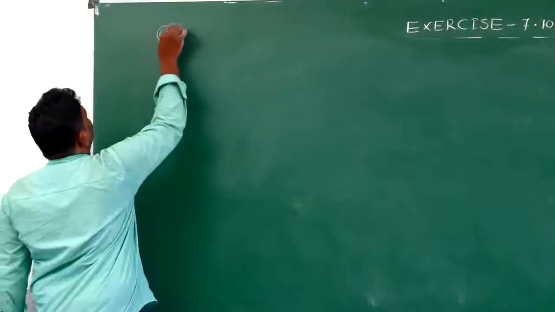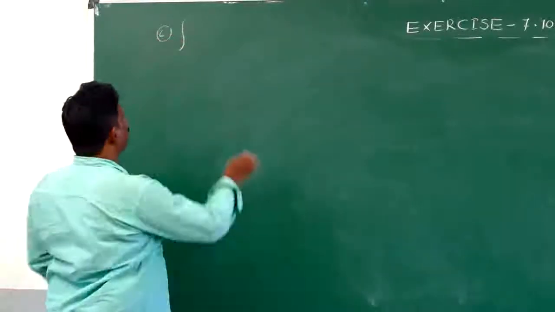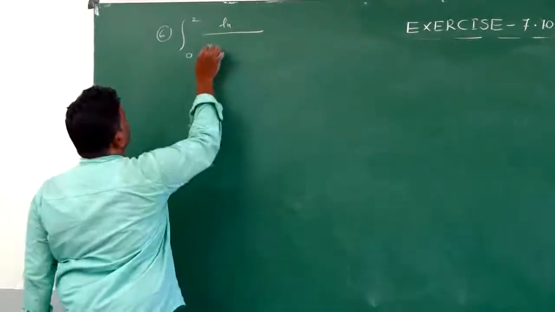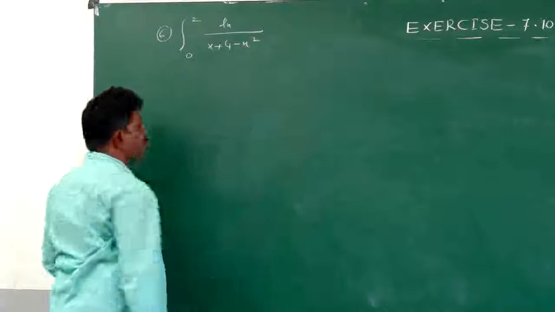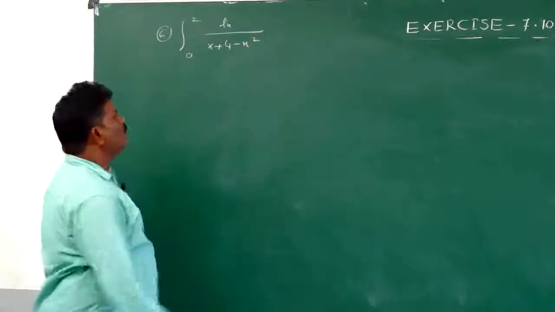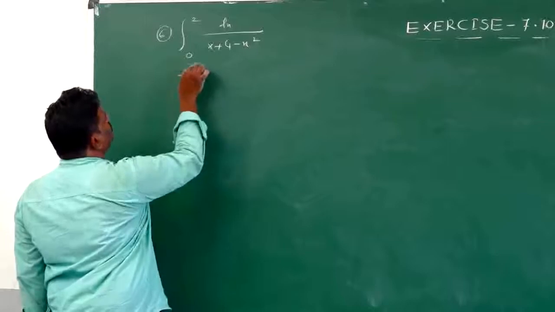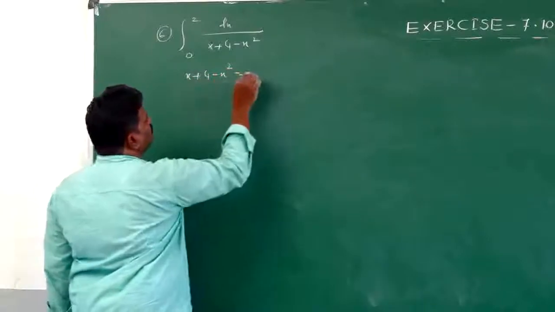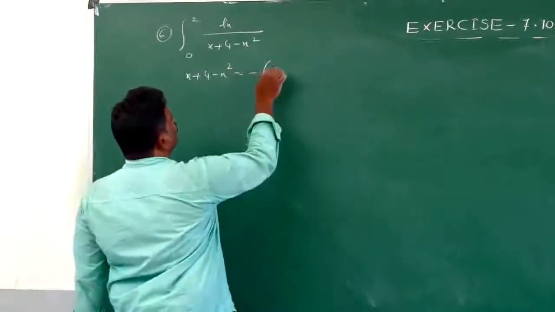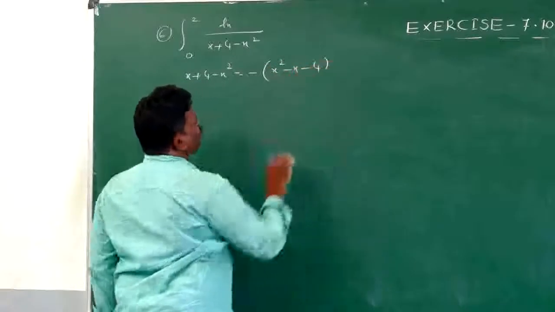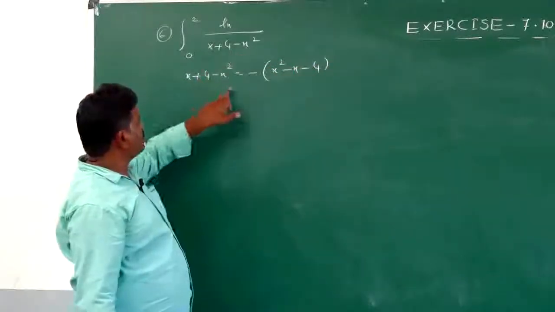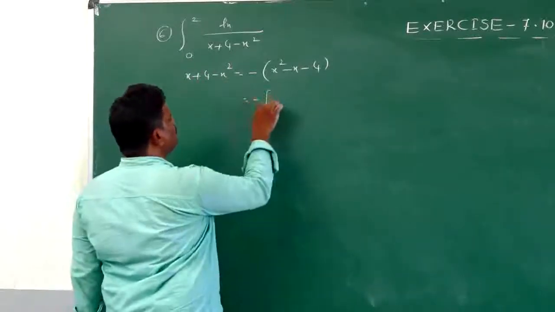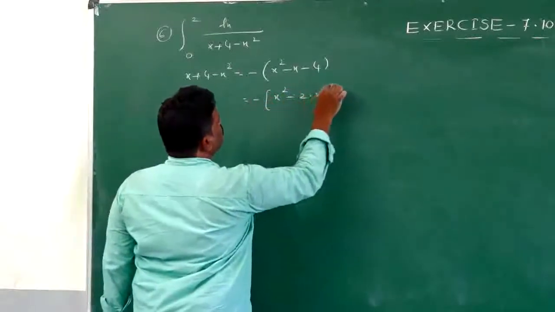Sixth question: integral from 0 to 2 of dx/(x + 4 − x²). Now if we take this expression, first write x + 4 − x² as minus half... negative becomes positive, minus (x² − x − 4). If we take minus common in this expression, the negative becomes positive, both are negative. Now if we convert this value, minus half, x² − 2 times x times 1/2.